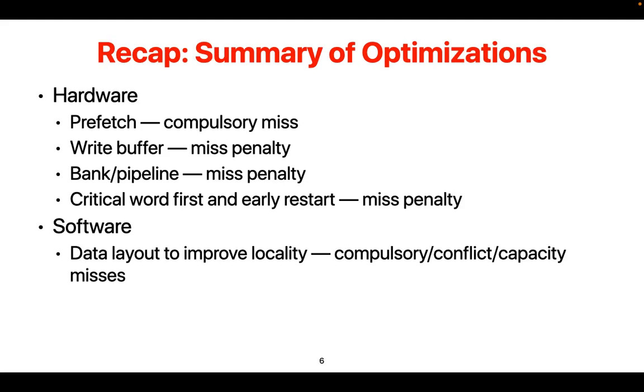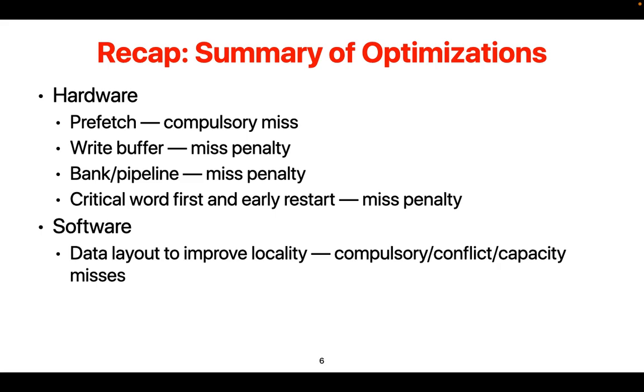So there are hardware approaches like prefetching to improve compulsory misses. However, except for that, every hardware approach is mainly mitigating the miss penalty. So it turns out that if you really want to improve the cache miss rate, which is the root cause of cache misses, the best way to do it is actually to rewrite your code.